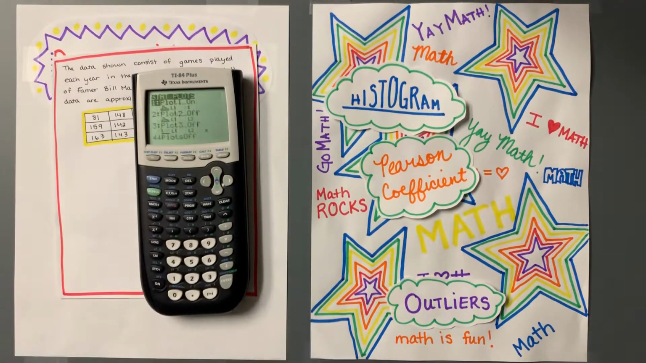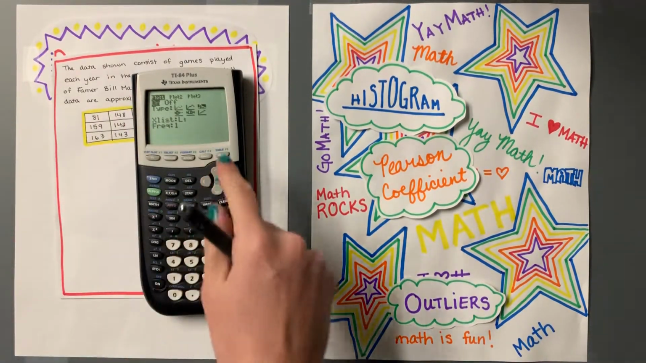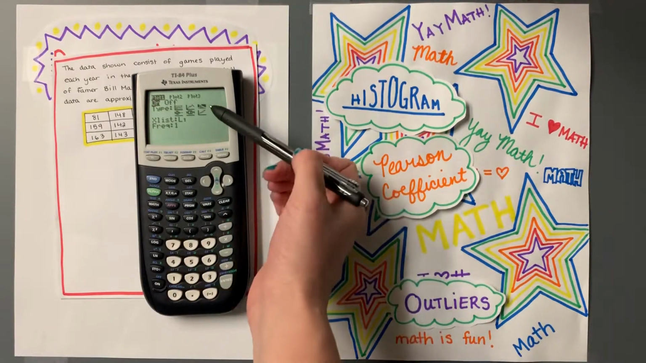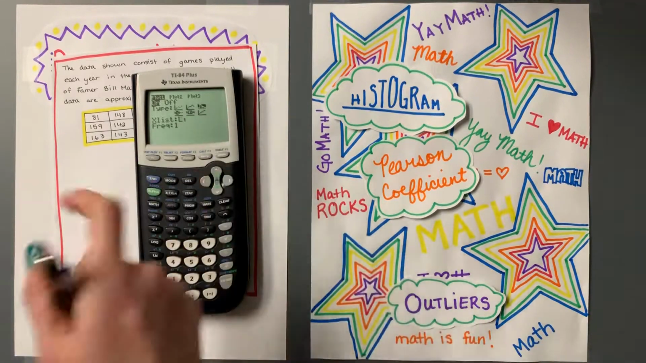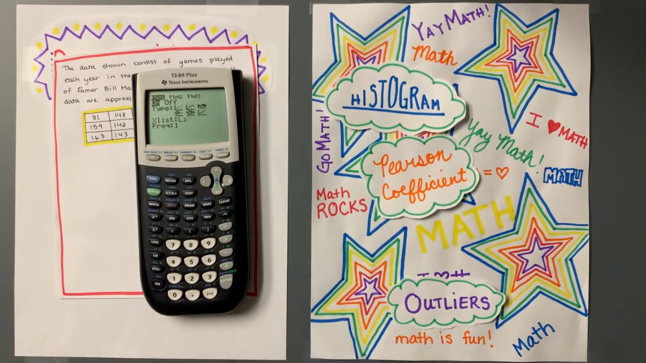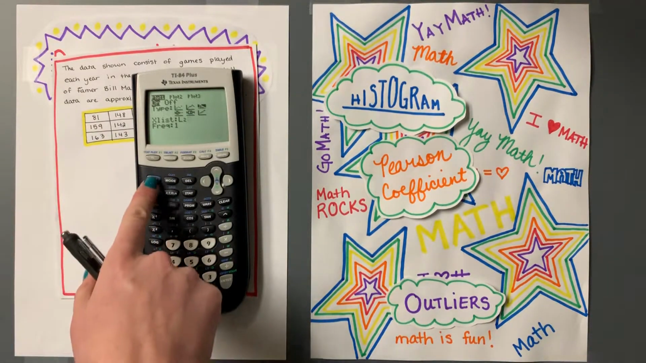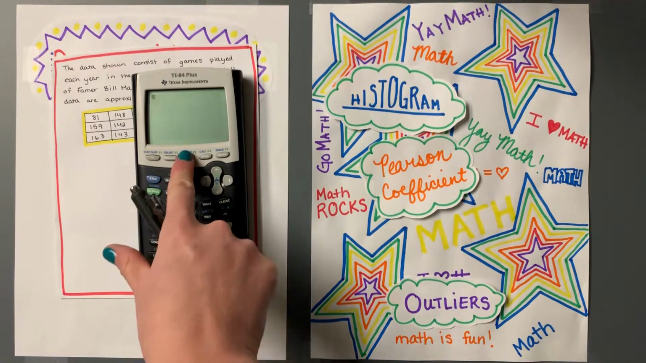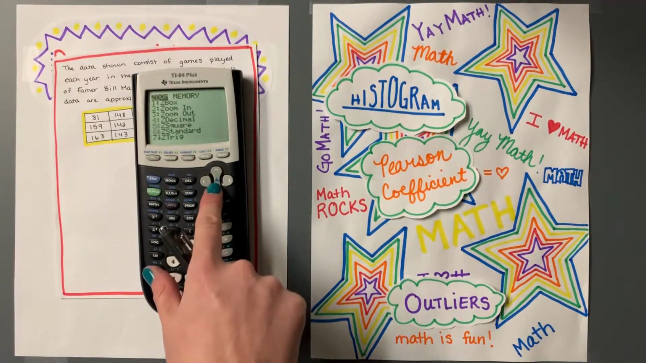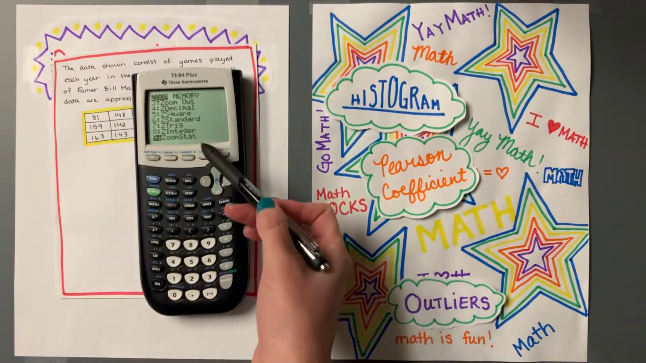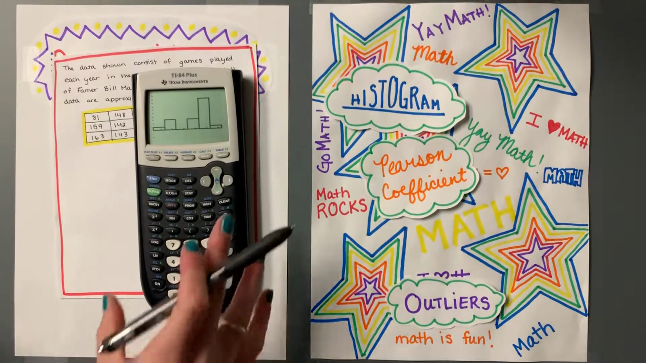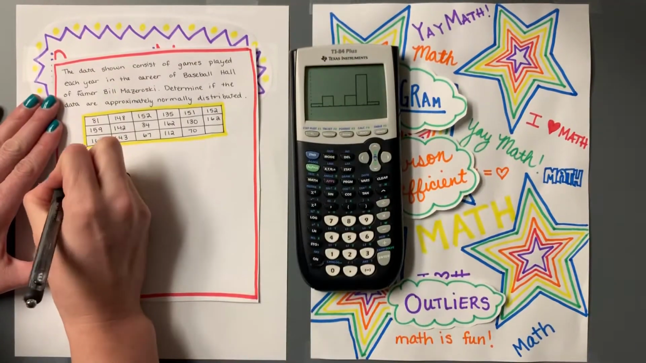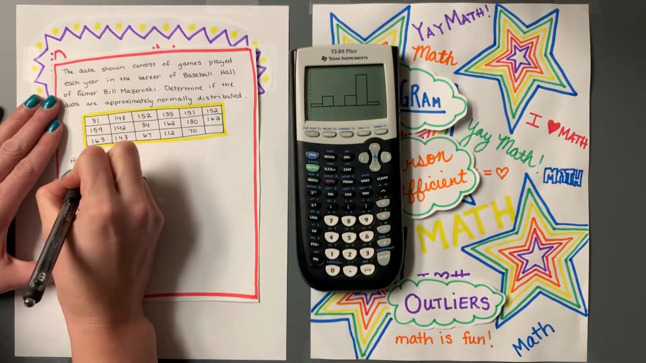So I'm now going to hit second stat plot and go check, make sure my stat plot is turned on, that I've chosen a histogram, which is my third option. And then I need to change this to list 2. The frequency should again be 1. Now I'm going to hit zoom, and I'm going to choose option 9 for zoom stat, and it's going to show me this histogram. So I'm going to do a quick little sketch of my histogram.